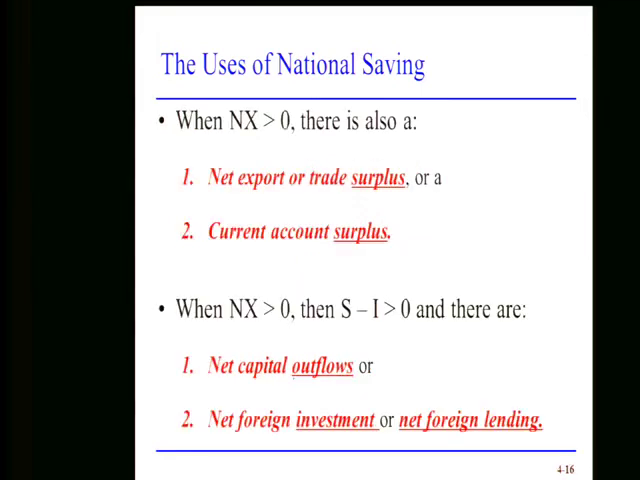Okay? So let's think about the situation where we have a net export surplus. When net exports are greater than zero, this is a net export or a trade surplus, sometimes referred to as a current account surplus.